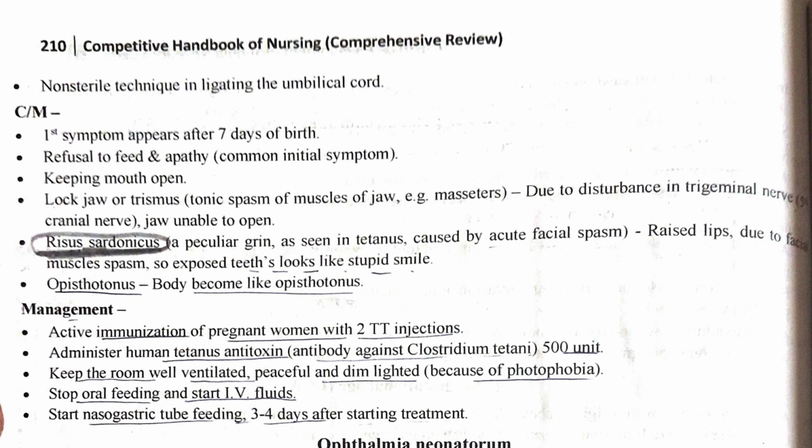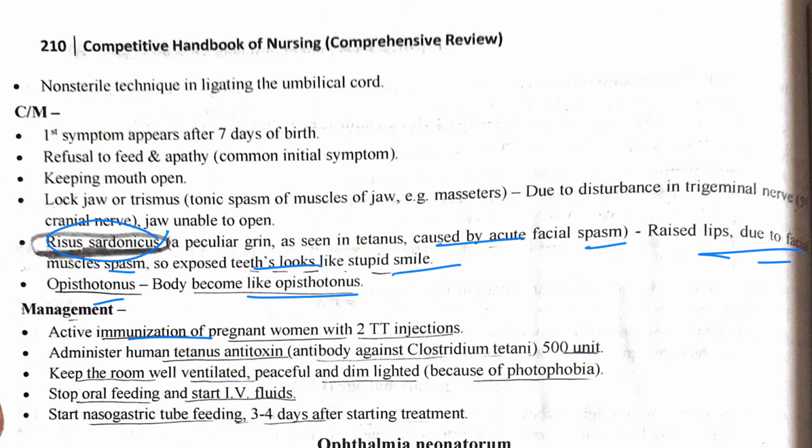Risus sardonicus, a peculiar grin as seen in tetanus, caused by acute facial spasm. Razor lips due to facial muscle spasm, which expose the teeth like a stupid smile. Opisthotonus, where the body becomes arched like a bow.